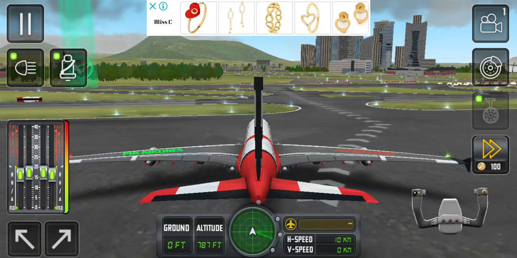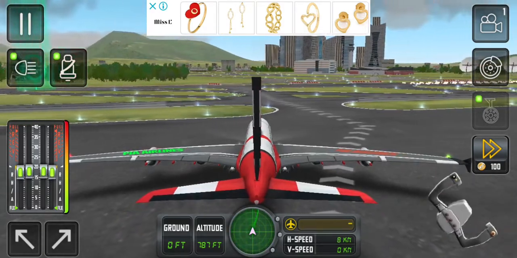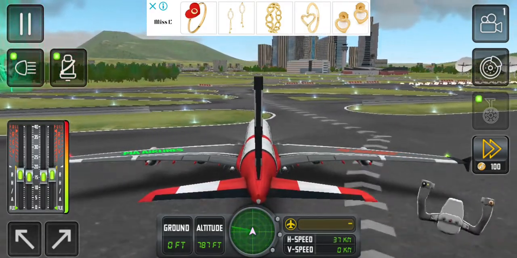Okay, so we have got the permission and let's taxi away to the runway.